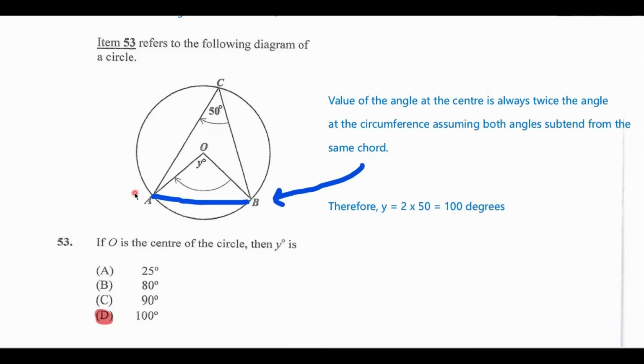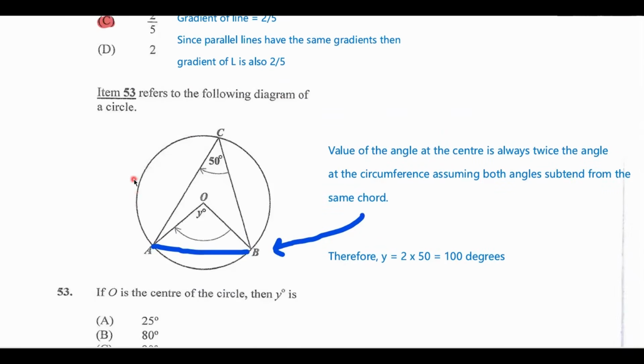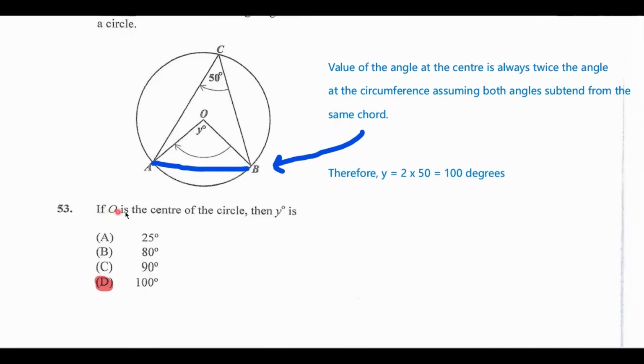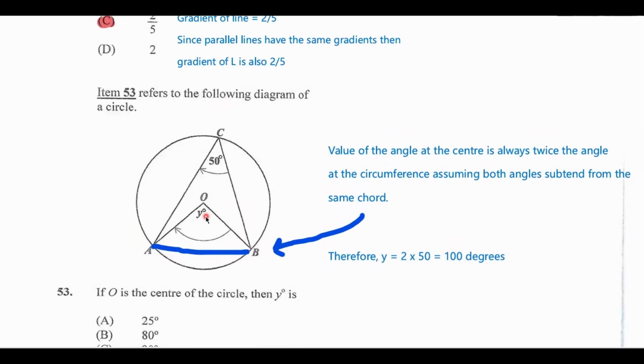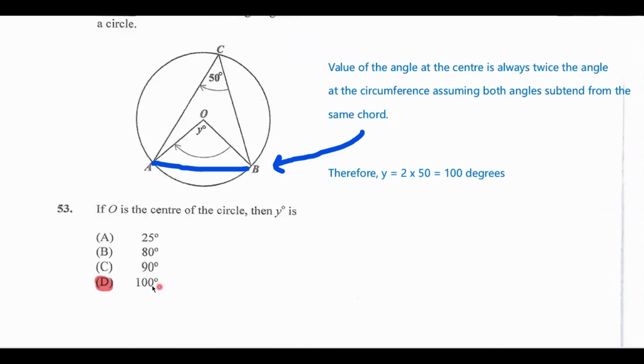That's C. Question 53, we have the diagram of a circle. O is the center of the circle. The problem: what is y? Well, I drew a chord from A to B, and I quoted a rule for you all, that the value of the angle at the center is always twice the angle at the circumference, assuming that both angles subtend from the same chord. So I drew in the chord for you all. So what will y be? Twice of 50, which is 100 degrees. That's D.